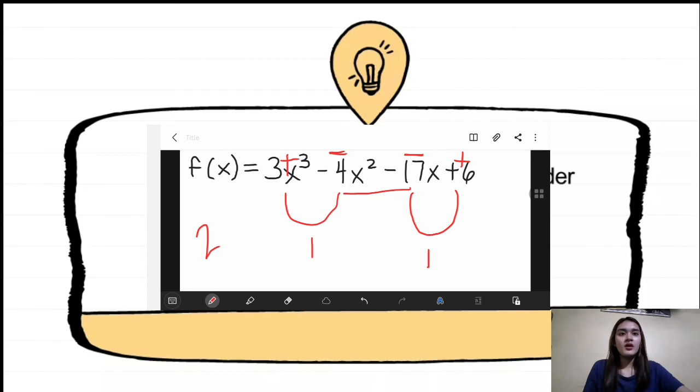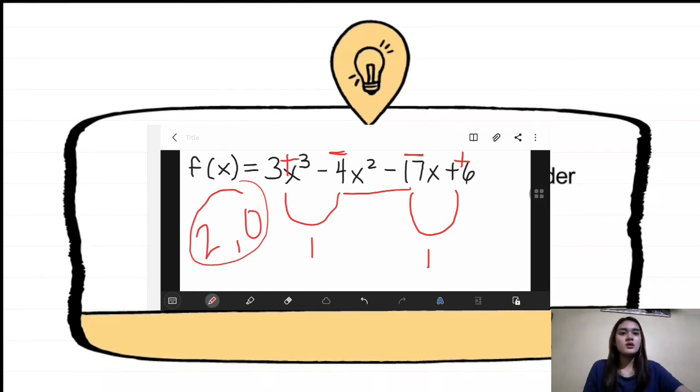But it doesn't stop there, as it was also stated that we should always deduct 2 or an even number from the changes of signs until we can get an answer of 0 or 1, because these are considered the minimum number of real roots in the given function. 2 minus 2 is 0. Therefore, the possible positive real roots for this function are 2 and 0.